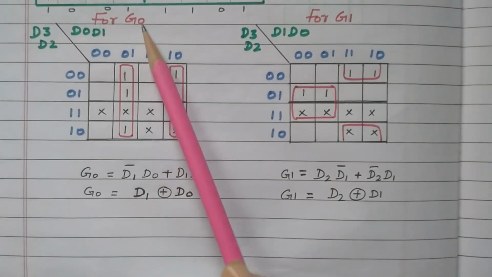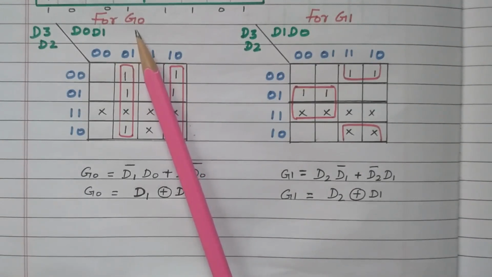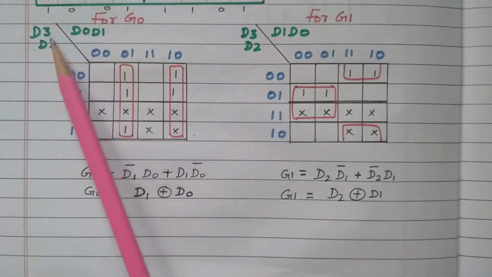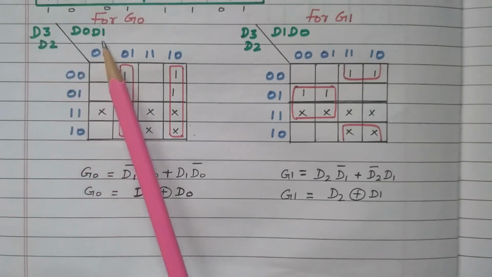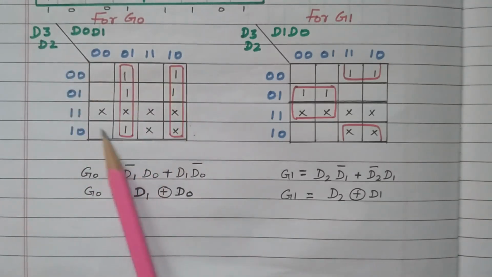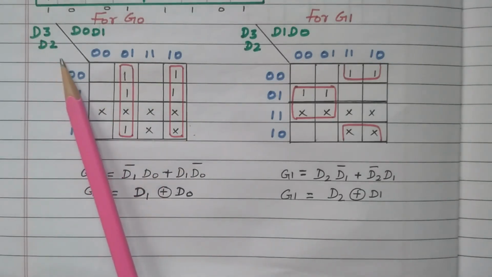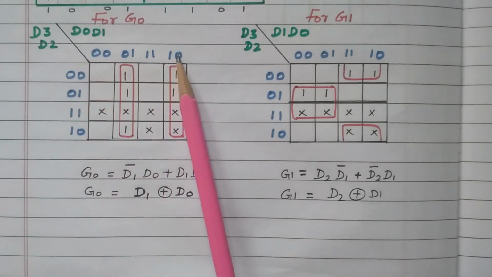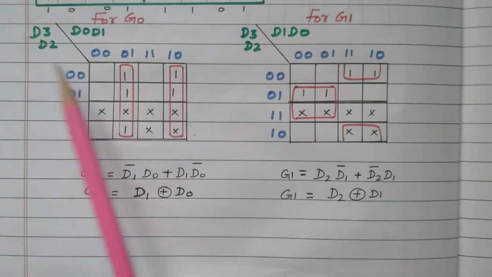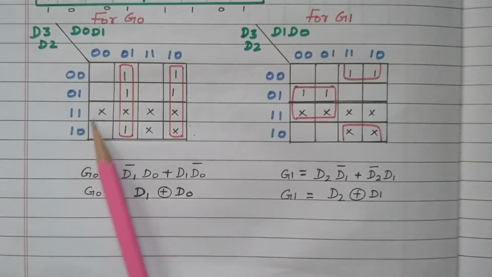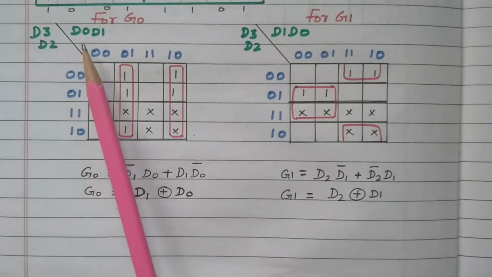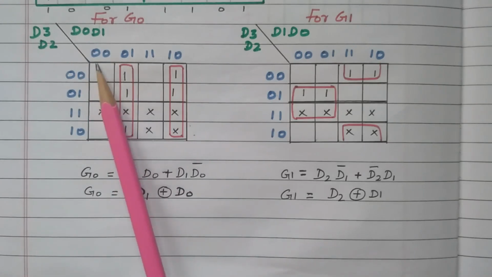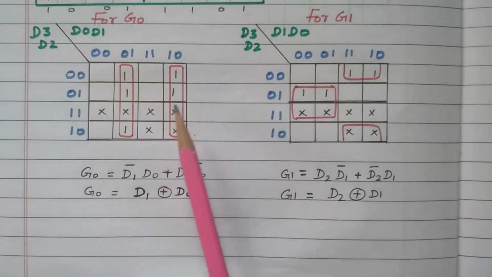First we will see G0. What is the input? Input is the BCD code, D3, D2, D1, D0, 4 variables. So this is a 4 variable K-map. D3 and D2 are represented vertically, and D0 and D1 are represented horizontally. D3, D2 having 2 bits gives 4 combinations: 0 0, 0 1, 1 1, 1 0, so there is an interchange between the third and fourth row. Similarly D0, D1 have 4 combinations: 0 0, 0 1, 1 1, 1 0.